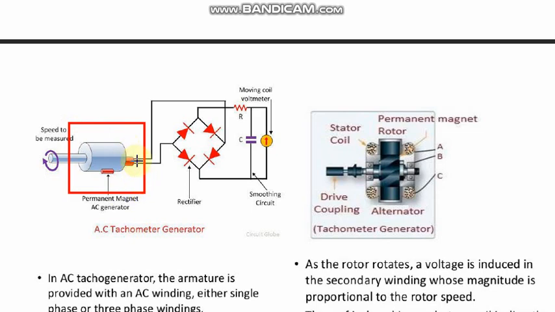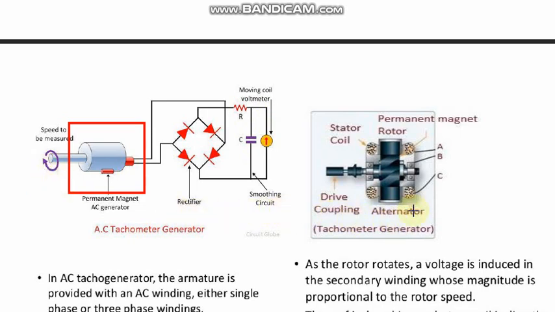After converting the speed into AC voltage, this AC voltage is taken out to the bridge rectifier, which will rectify. Rectification means converting bidirectional voltage into unidirectional voltage, and after that there is a filter. See, the capacitor is working as a smoothing circuit, like a filter. This will ground the high frequency signals and only pass the DC voltage to the voltmeter, which is calibrated in terms of the speed of the shaft.